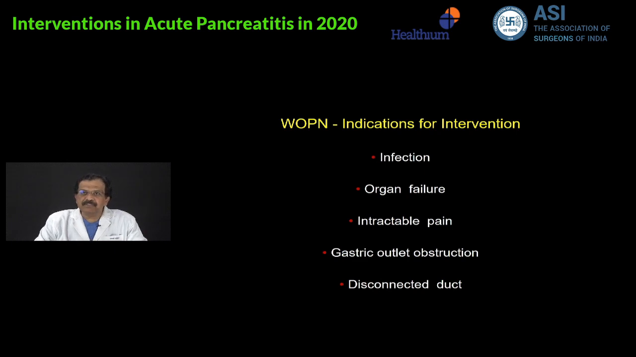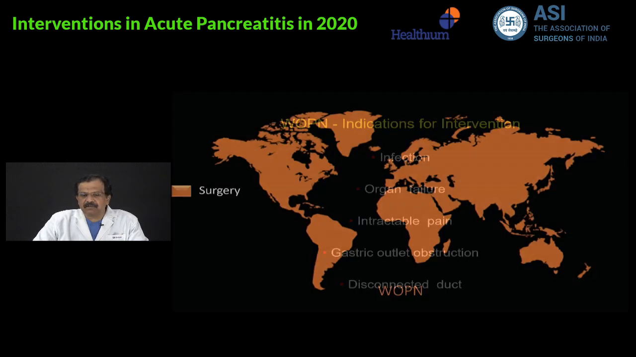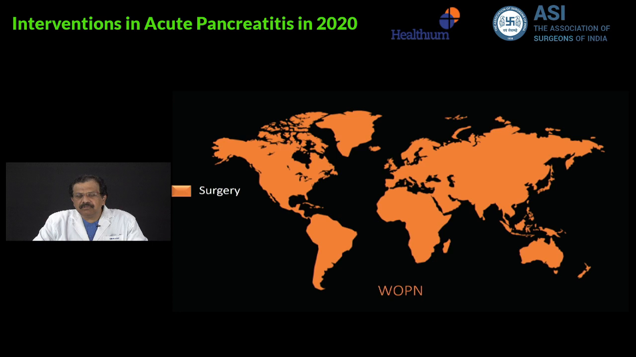What are the indications for walled-off pancreatic necrosis in 2020? Infection, organ failure, intractable pain, gastric outlet obstruction, and disconnected duct are the indications for intervention in walled-off pancreatic necrosis. So we all know that surgery has been the gold standard across the globe.